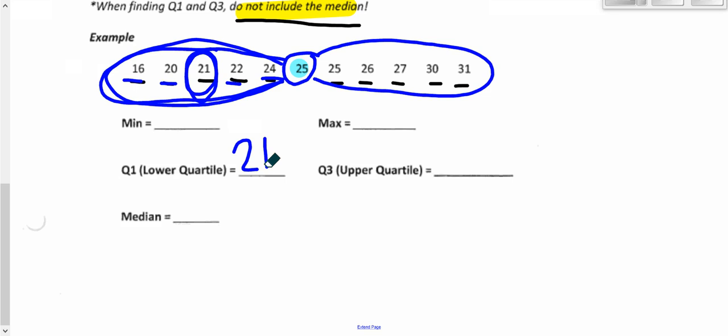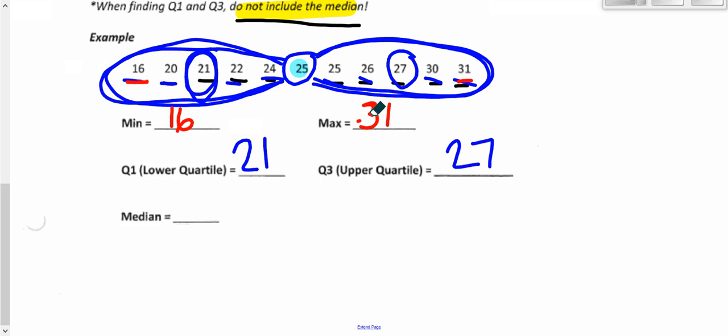Now, to get quartile 3, or the upper quartile, we look at the upper half of our data, again not including the median. We cross off 1 low, 1 high, 1 low, 1 high, and that leaves us with 27. So our upper quartile is 27. It is obvious what our minimum and maximum are. Our minimum is our smallest number, so 16 is our minimum. Our maximum is the biggest number in our data set, which is 31. We already determined the median, I just had not written it down. We've got 25 for our median.